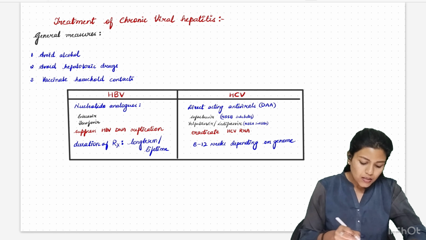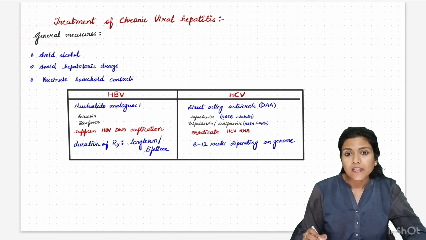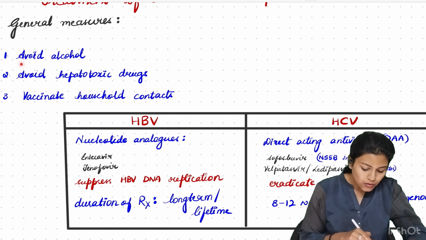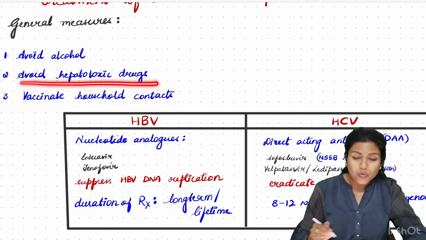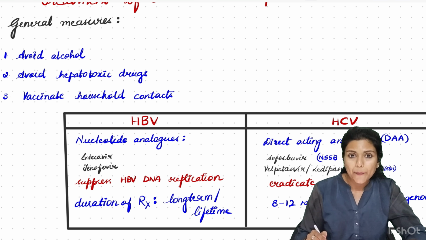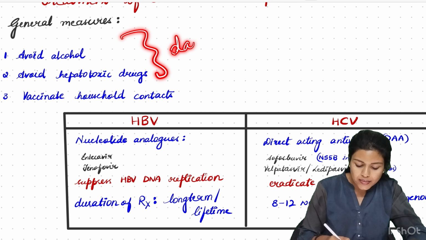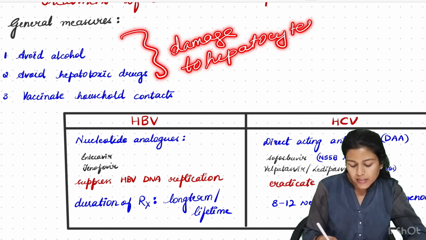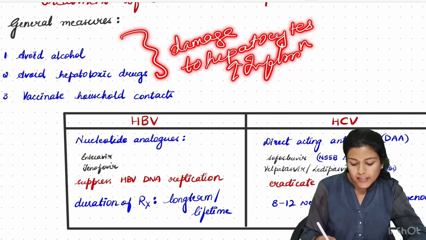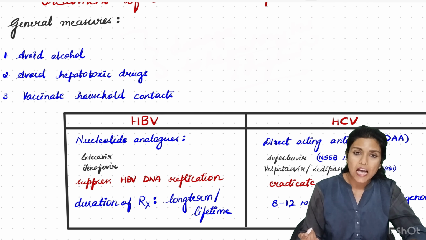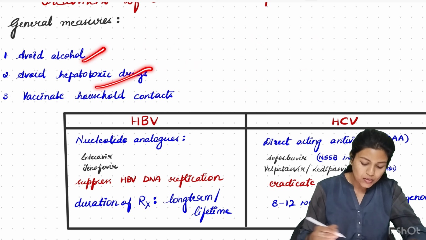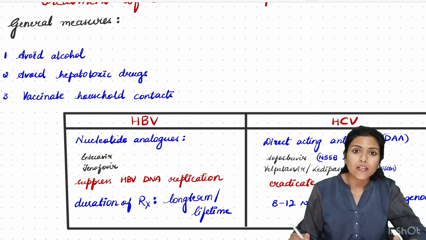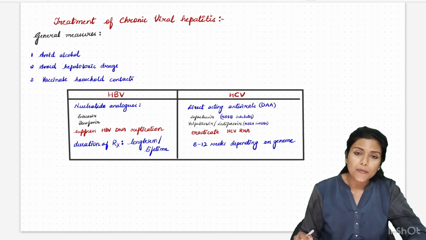Beginning with the treatment, the general measures in chronic viral hepatitis are to avoid alcohol and avoid hepatotoxic drugs. Why? Alcohol and hepatotoxic drugs will further increase the damage to hepatocytes and further increase the inflammation. Therefore, the agents that increase the damage and inflammation have to be avoided in already diagnosed cases, and vaccinate the household contacts of that patient. These are the general measures to be taken.